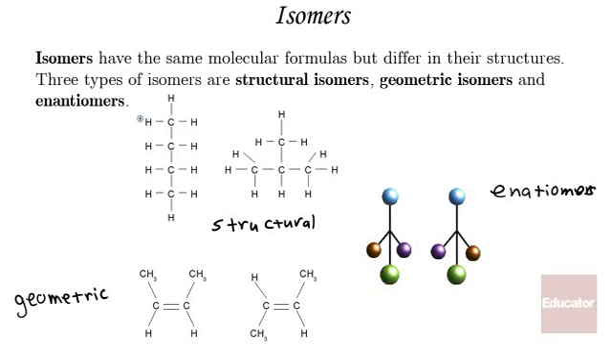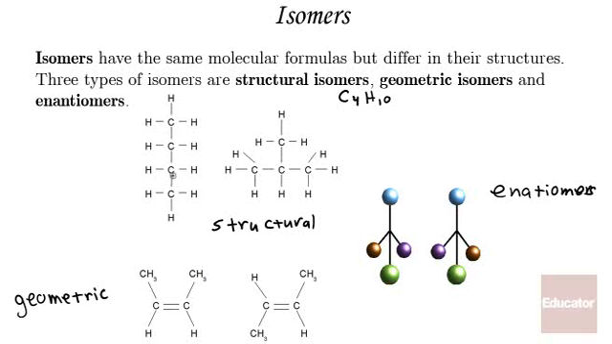Well, first, to be isomers, they need to have the same molecular formula. So let's ensure that that is correct. 1, 2, 3, 4 carbons, so C4. 1, 2, 3, 4, 5, 6, 7, 8, 9, 10 hydrogens, C4H10. 1, 2, 3, 4, same here, 4 carbons, and 1, 2, 3, 4, 5, 6, 7, 8, 9, 10 hydrogens. So these have the same molecular formula, they have the same atoms, same number, same ratio, but they're obviously different.